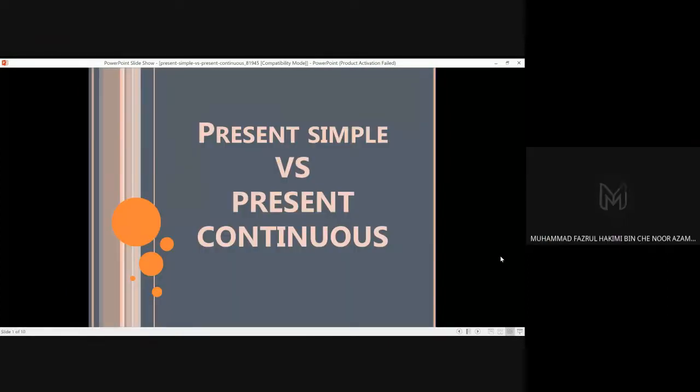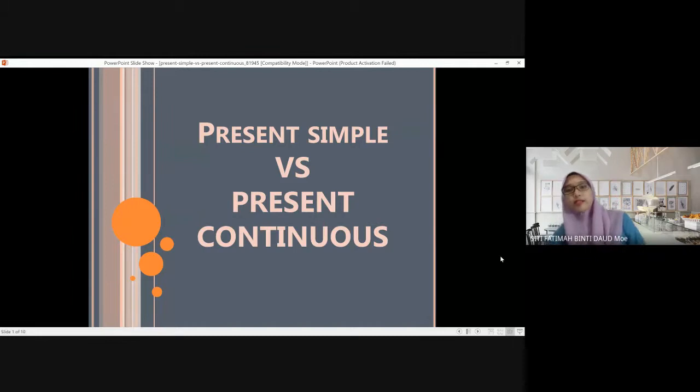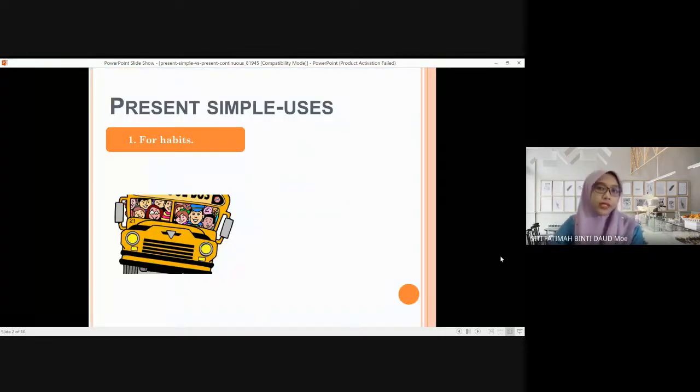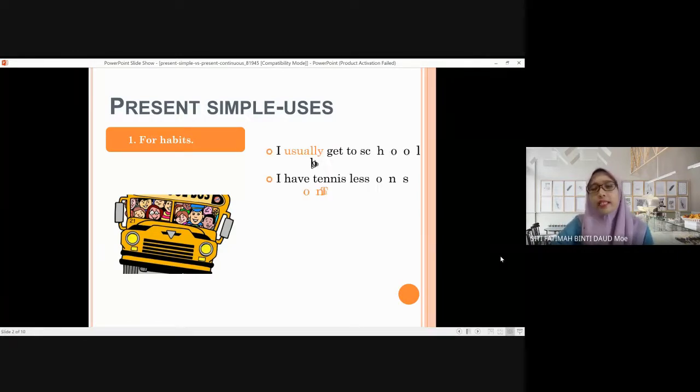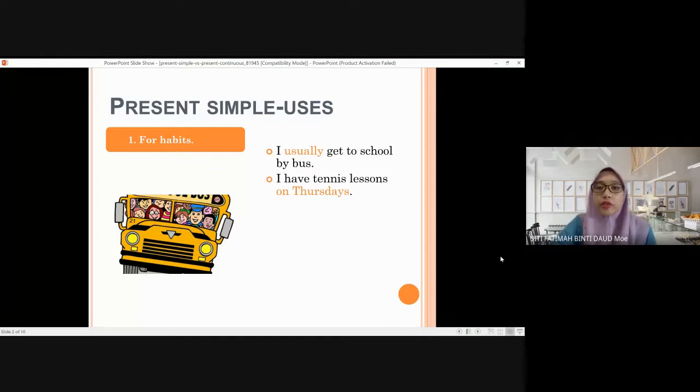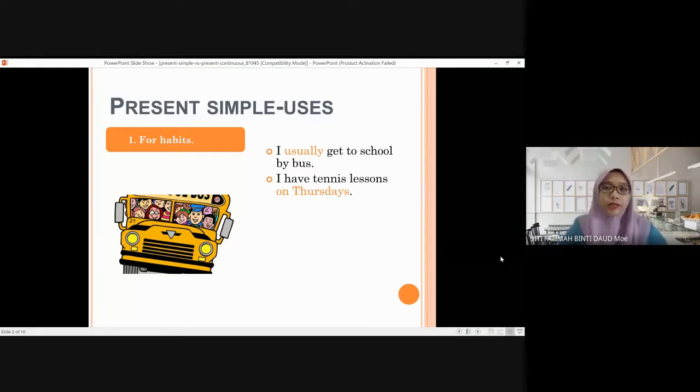Yes. Okay. So present simple and present continuous. Present simple is for habits. Habits means something habitual that you do every day. Setiap hari buat, selalu buat, setiap weekend, setiap bulan, whenever it is, you do it as a habit. For example, I usually get to school by bus. Okay, I usually, biasanya. So look at the word here, the word usually, it's the indicator. So every day you go to school by bus.